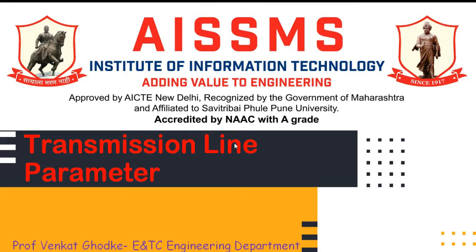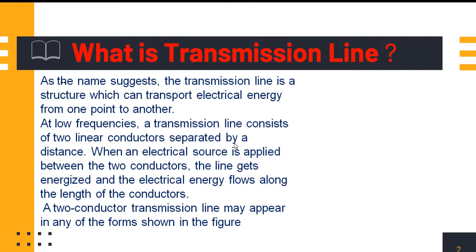In this video, I will explain the transmission line parameters. What is a transmission line? As the name suggests, a transmission line is a structure which can transport electrical energy from one point to another. At low frequencies, a transmission line consists of two linear conductors separated by a distance. When an electrical source is applied between the two conductors, the line gets energized and the electrical energy flows along the length of the conductor.